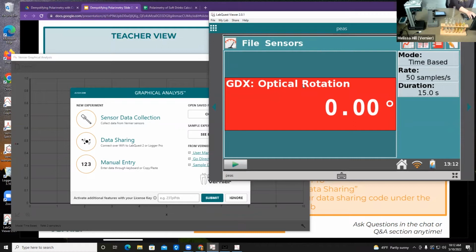And so now, before I even get started, say I'm the student who's setting up the polarimeter at the LabQuest hub, but then my whole group has their phones out or their Chromebooks out. They want to connect to that LabQuest to make sure they're getting the data.